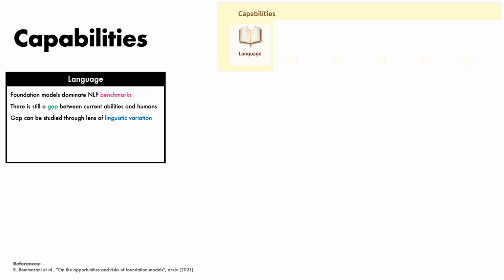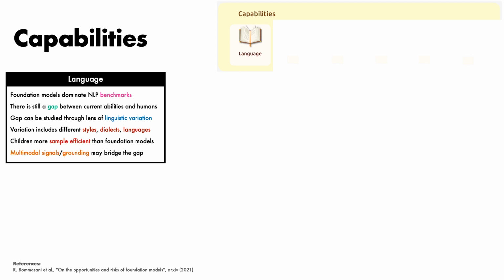This gap can be studied through the lens of linguistic variation, in particular, the different styles, dialects, and languages used by humans. It's also worth noting that language acquisition in human children is more sample efficient than training foundation models at present. Using additional modalities beyond text and grounding may help to bridge this gap in efficiency. Linguistic variation and sample efficiency offer possible themes for future foundation model research.